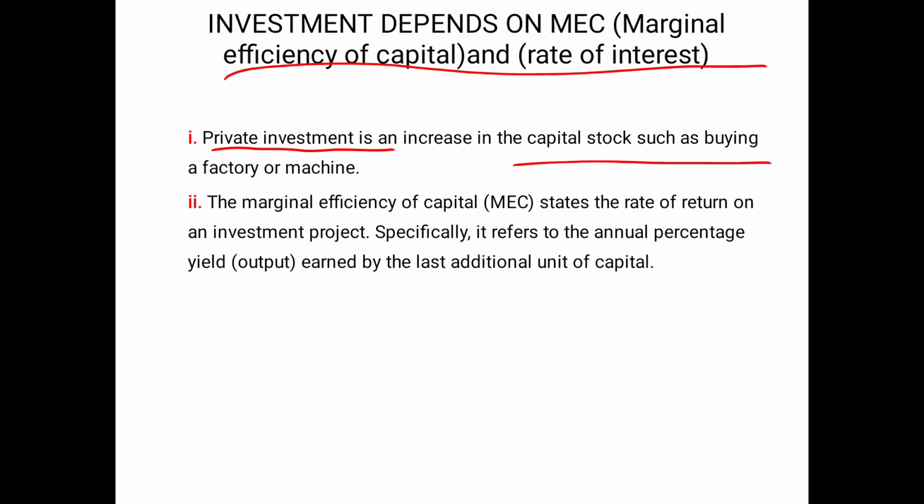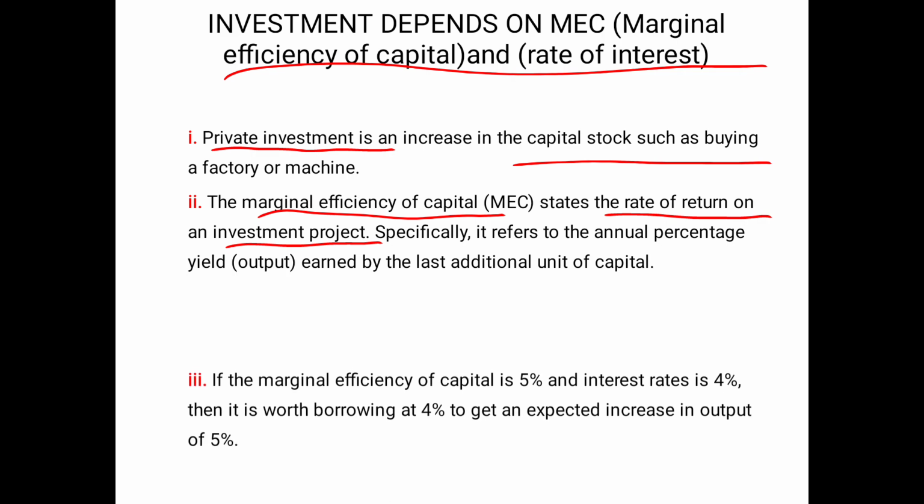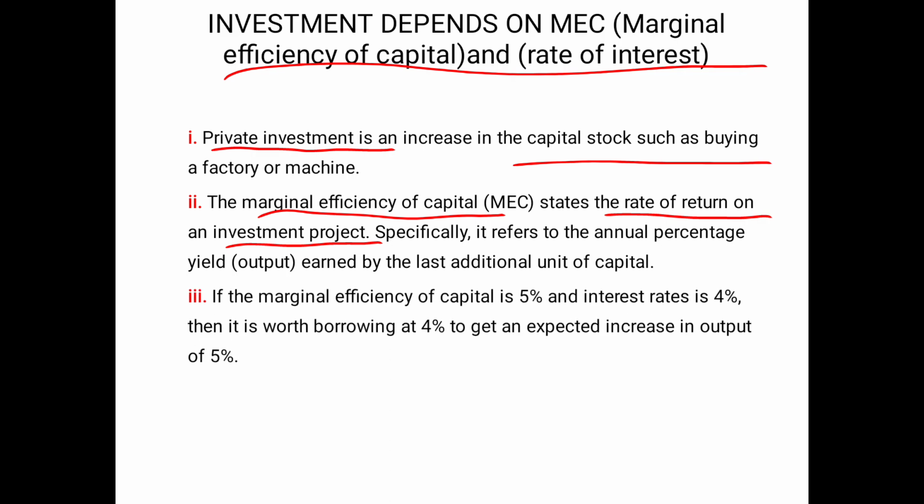Second one tells you the marginal efficiency of capital and the rate of returns on investment project. You are investing money. What do you expect in return? You will see that there is a return for the investment project as such. What is the percentage that you are going to yield? So if the marginal efficiency of capital is 5% and interest rate is 4%, then the worth borrowing is 4% and get an expected increase in output about 5%. So this can be illustrated with a diagram also.